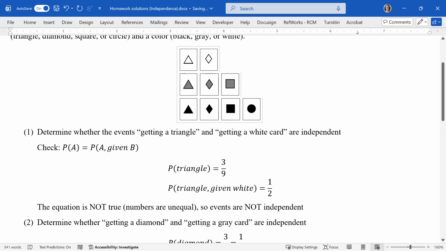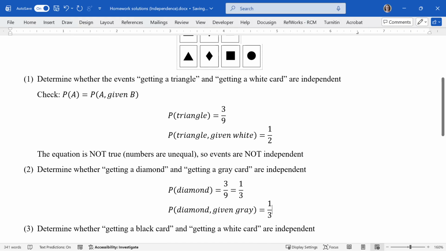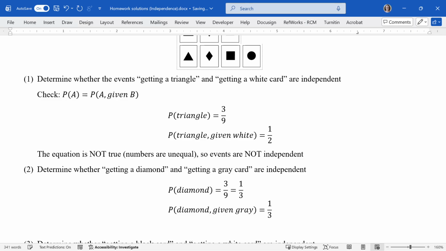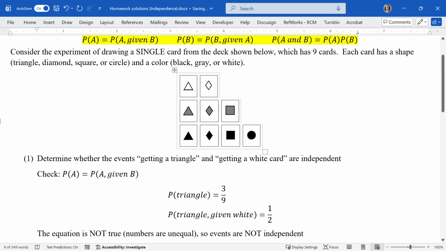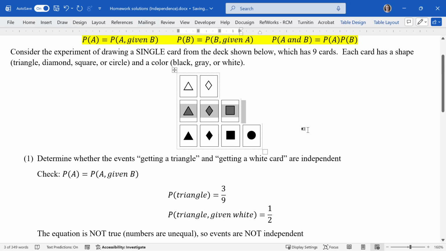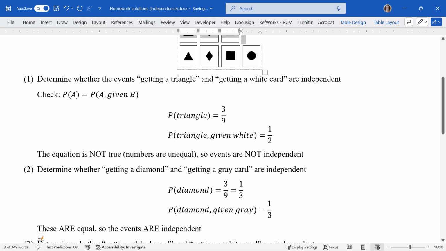This might be the only pair of independent events that you can find with this deck of cards, though, because it's a weird deck, right? These are equal, so the events are independent. So if you know that you have a gray card, that does not affect the probability of whether it is a diamond. It would affect the probability of whether it's a circle, for example. It would make that completely impossible, but it does not affect the probability of whether it's a diamond. Okay.